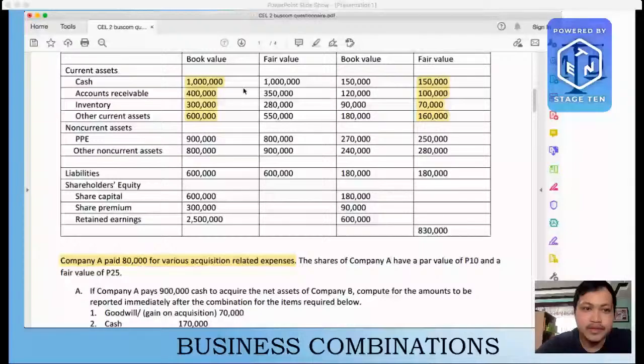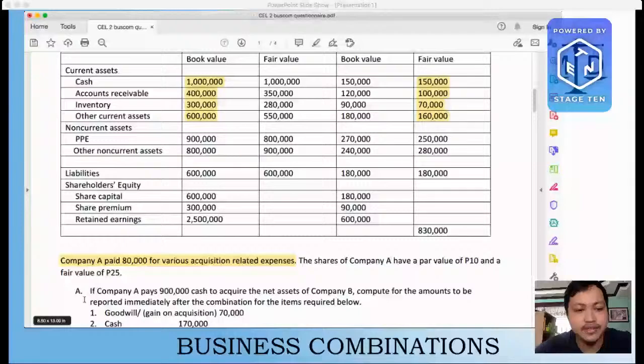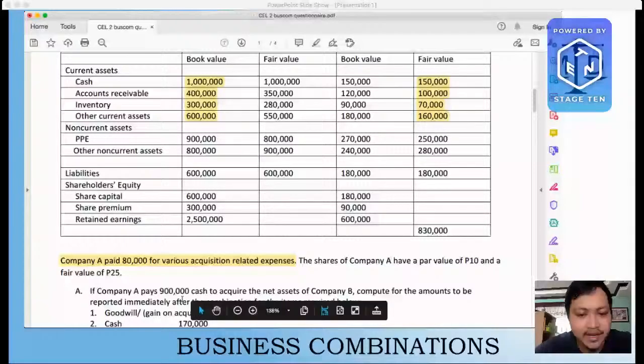That there are other transactions that will happen in between, one of which is the payment of the consideration. So if the consideration is in cash, class, it should affect your computation for the combined cash. But had the consideration been in shares, class, then it would not be the cash that would be affected, but instead the shareholders' equity of the acquirer, which would be problem letter B, okay, which would be a second set of questions. Okay, for now, our problem involves an acquisition wherein the consideration is in the amount of 900,000 cash.